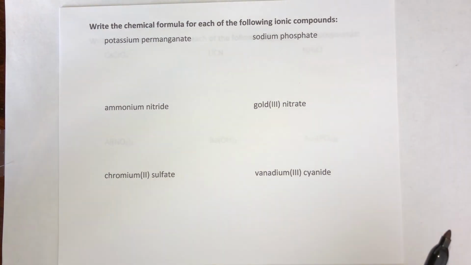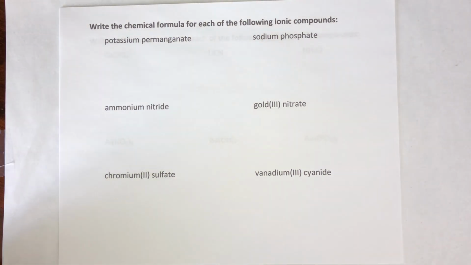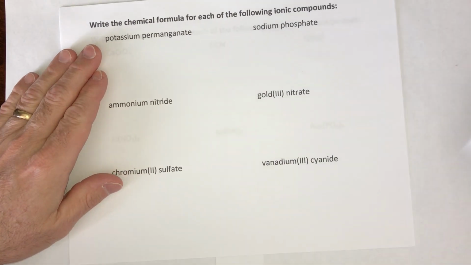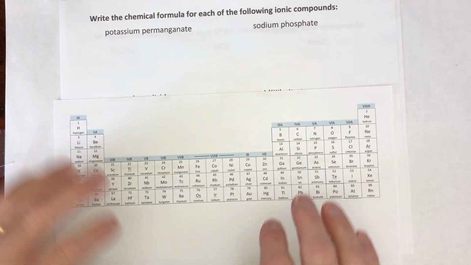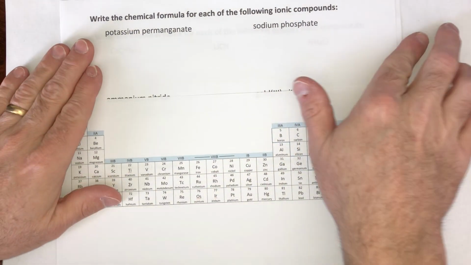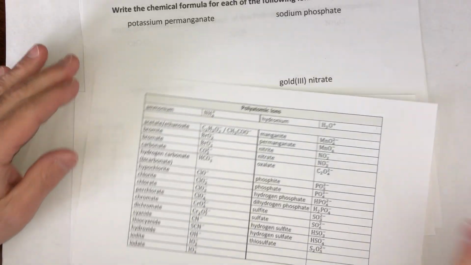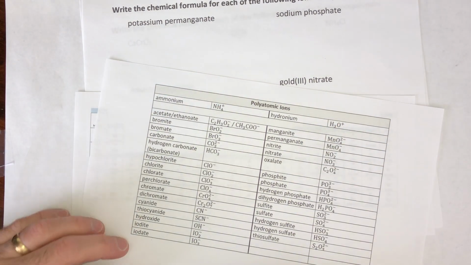Let's take a look at some examples. So let's say that we would like to write some chemical formulas. I've got the names written, and I'd just like to write the formulas that go with them. Now, in order to do this, I am going to need to have a periodic table because there are going to be ions here that come straight off my periodic table. I'm also going to need my table of polyatomics because there are going to be polyatomics.